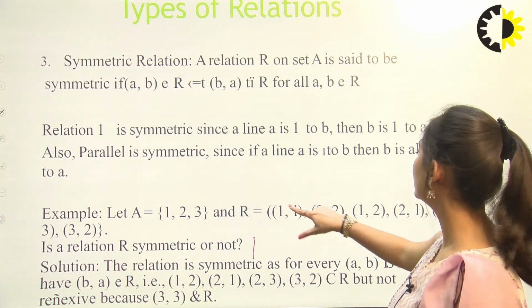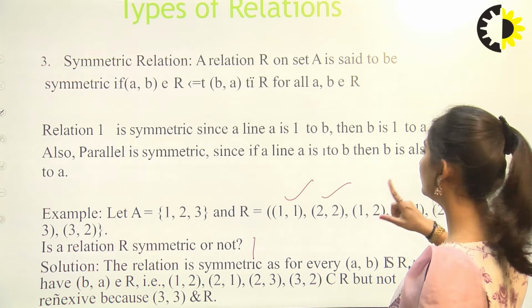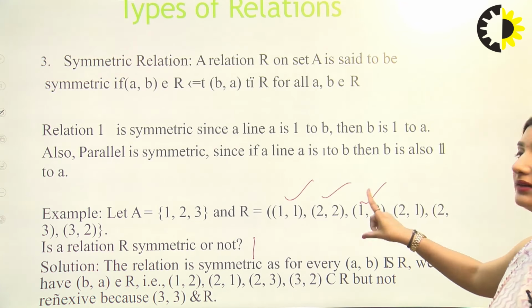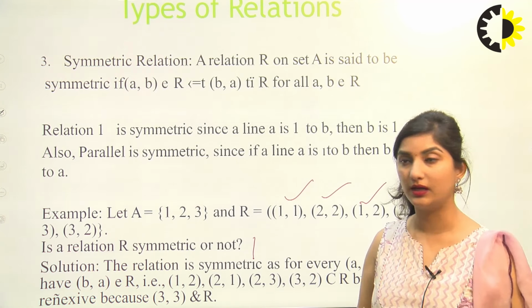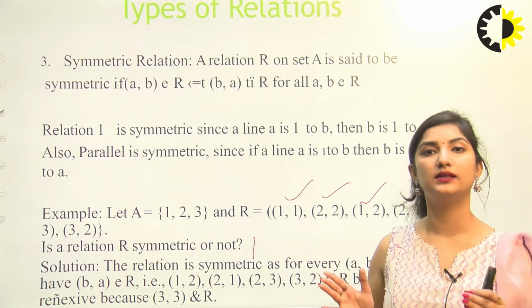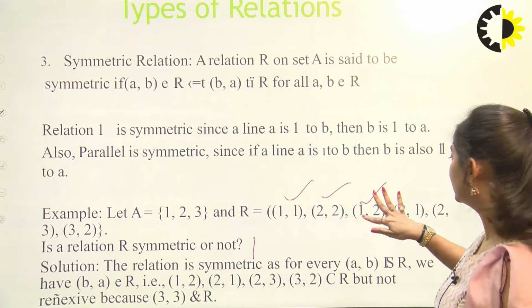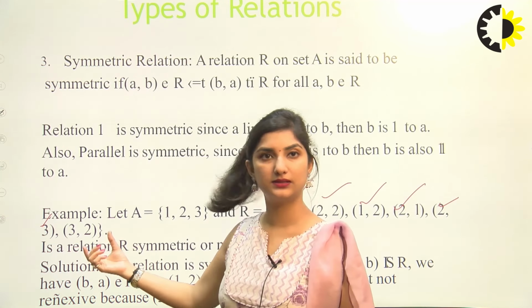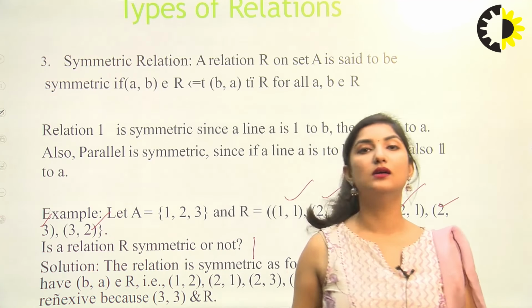Is it in the relation? Yes, (1,1), (2,2), these are reflexive by default, so that is there. तो (1,2) है, अगर (1,2) है उस relation में, तो (2,1) has to be necessarily there, only then it's a symmetric. Yes, it is there. अगर (2,3) है, तो क्या (3,2) है इस relation में, है, तो it is a symmetric relation.